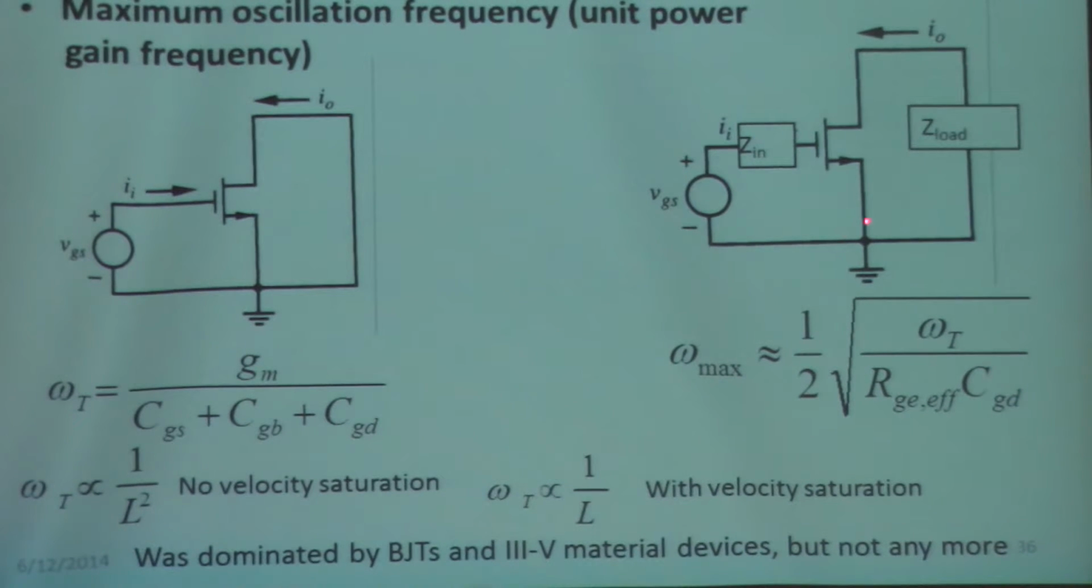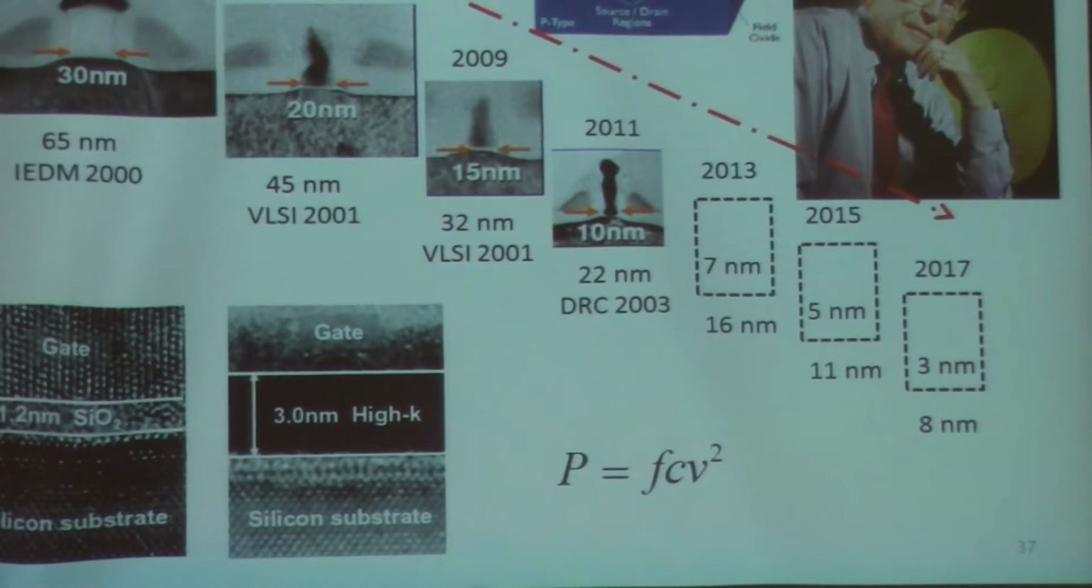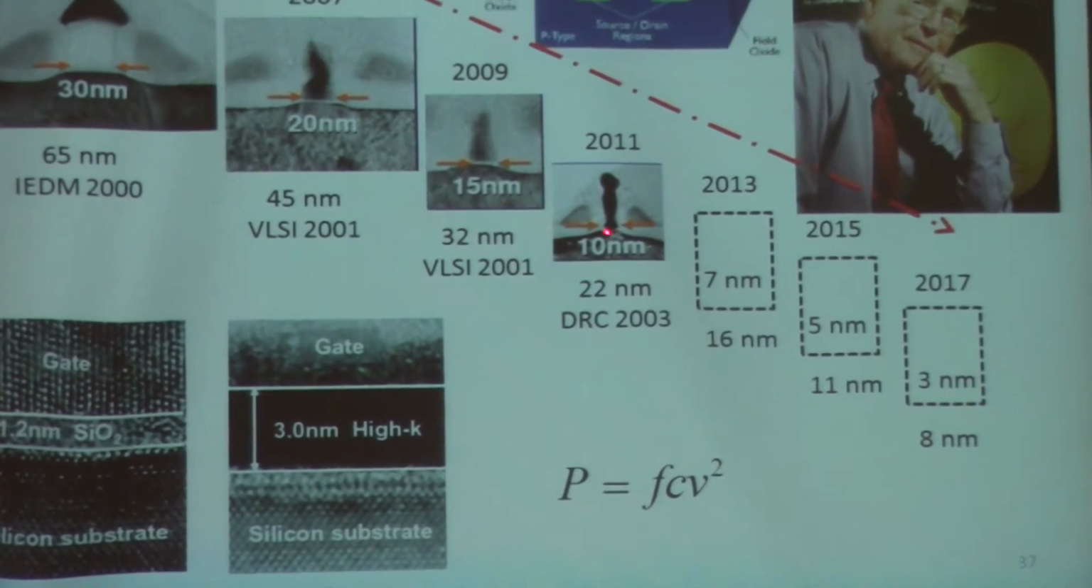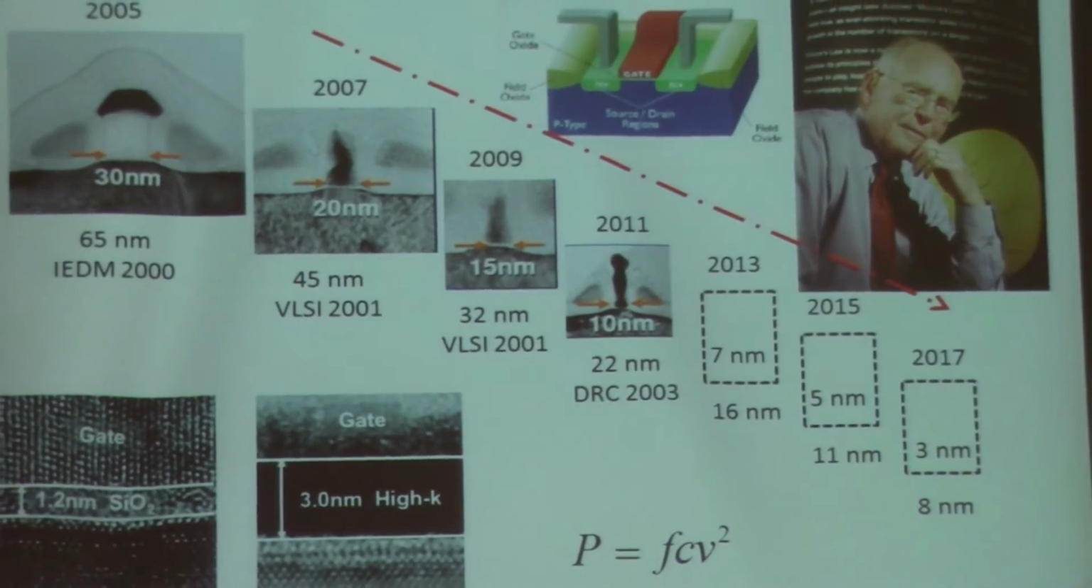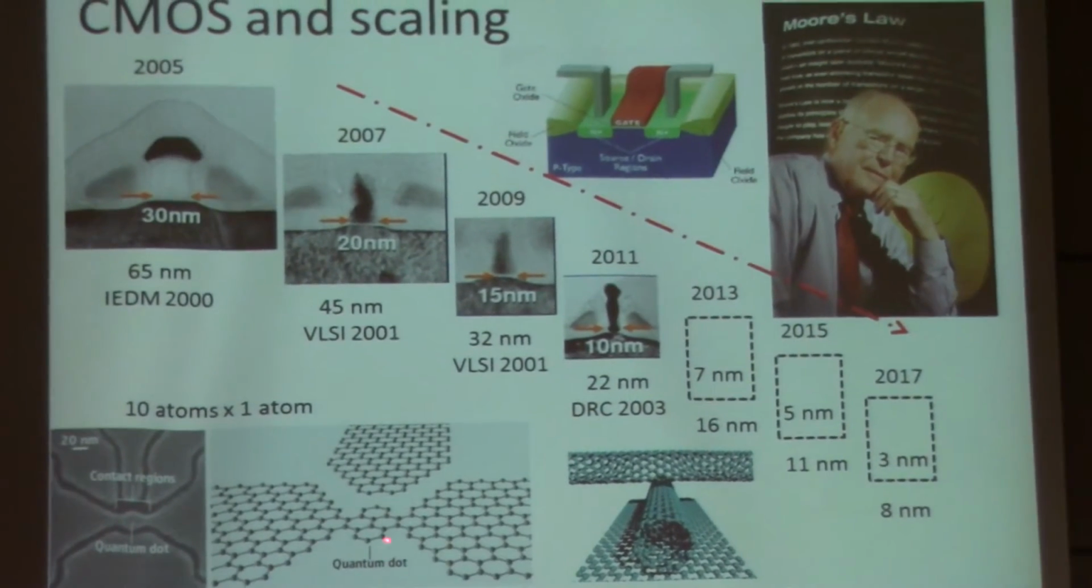The second one is the maximum oscillation frequency, where this time you don't short circuit. You put a load and a matched input, where your gain is unity power gain. So whatever your input power is, you generate the same amount of output power. So that's the frequency point. Then I just mentioned this. So keeping on shrinking the gate is very important for high speed, for cutoff frequency.